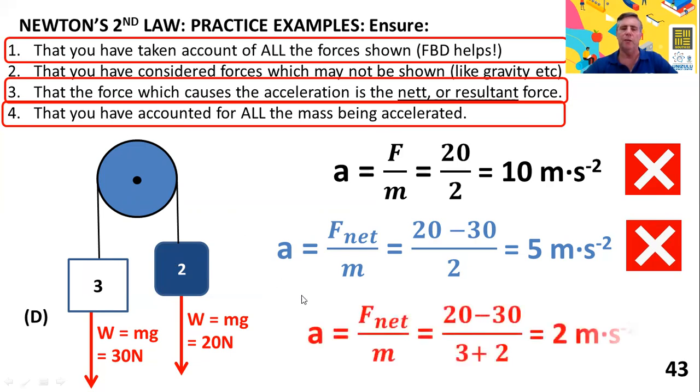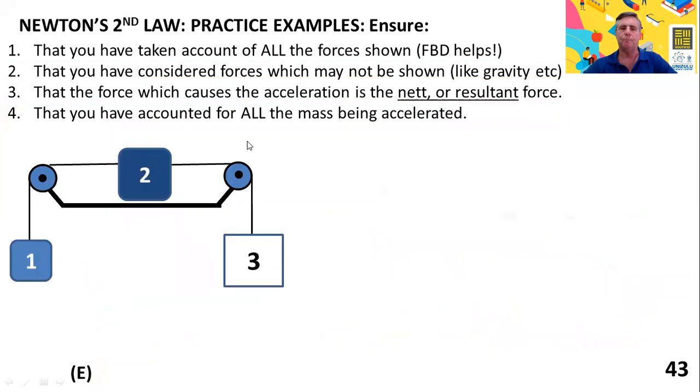So let's try again. Acceleration is F net over mass. 20 minus 30 over 3 plus 2 gives us 10 over 5, which is 2 meters per second squared. So I hope these examples are showing you why these things that you need to ensure are so important.